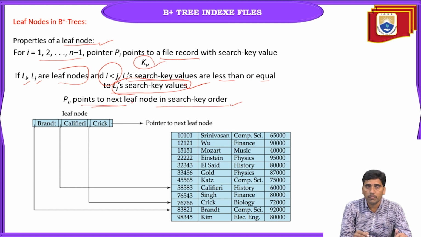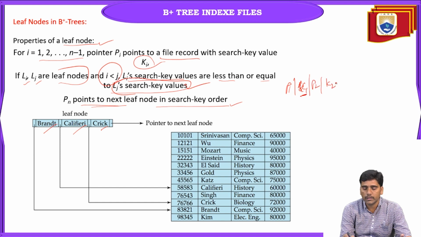So that is the pointer towards the next node in the leaf nodes. So here take an example. Here Brandy, Calipari, Cricket are the records which we want to display at this moment. The structure follows what? One is the pointer, the next is the search key value. The search key indicates the key. The next pointer P2, the next search key. Pointer P3, search key value. Like that it follows.